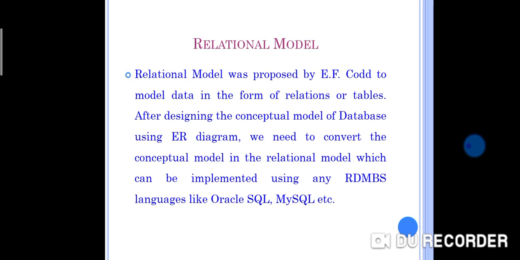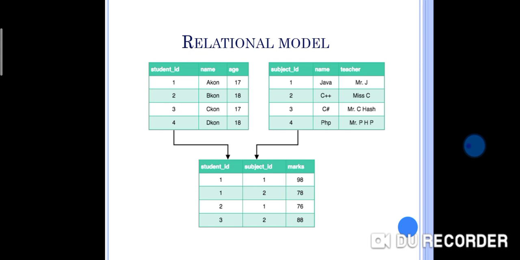The basic structure of the data in a relational model is the table. All the information related to a particular type is stored in rows of the table. The tables are known as relations in the relational model. Here this is an example of the relational model. At top we have two tables, and using these two tables, we have produced another table.